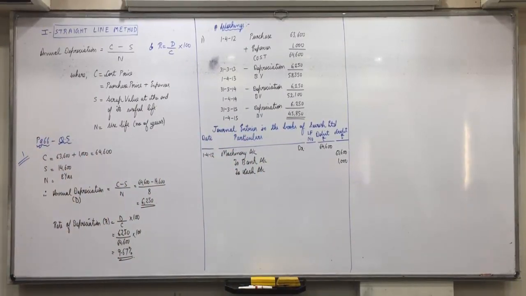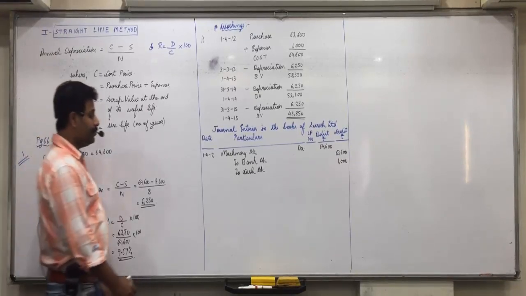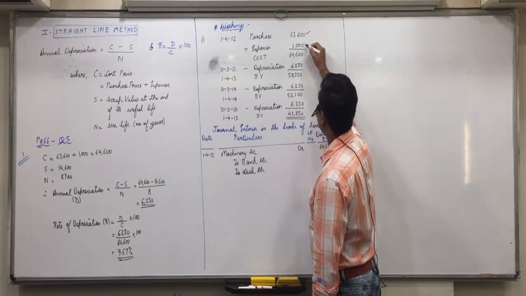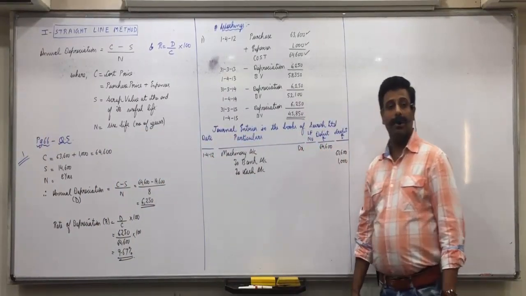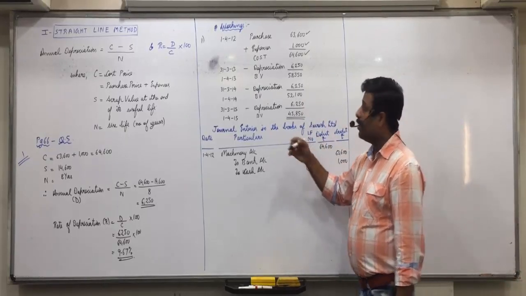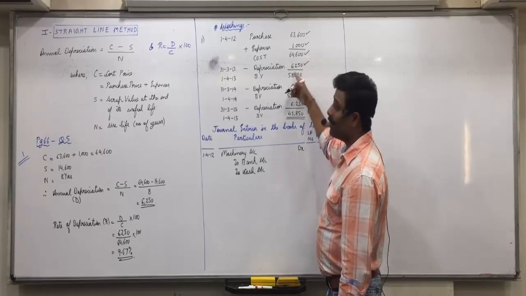Being machinery purchased and paid installation expenses in cash. So the entry of purchase is done. Understood this? As I said, from the workings we have to do everything. After purchase, now we have to provide depreciation.